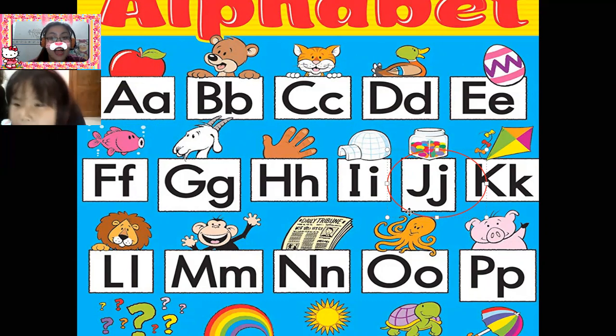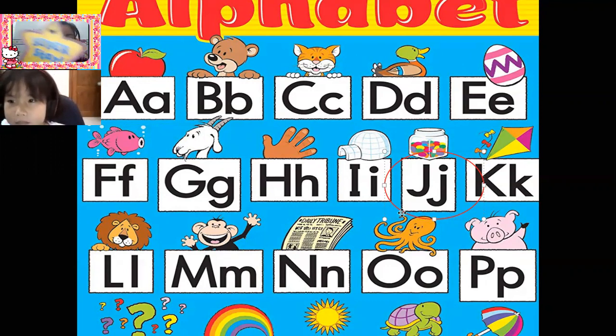A. Letter? A. Is it letter A? Look at this one, Tina. No. No, it's letter J. J. Very good, Tina. I will give you another big star.